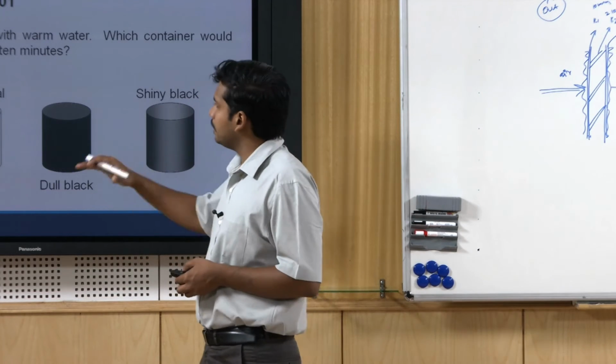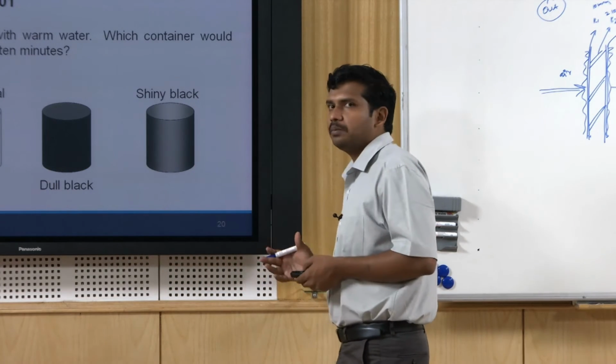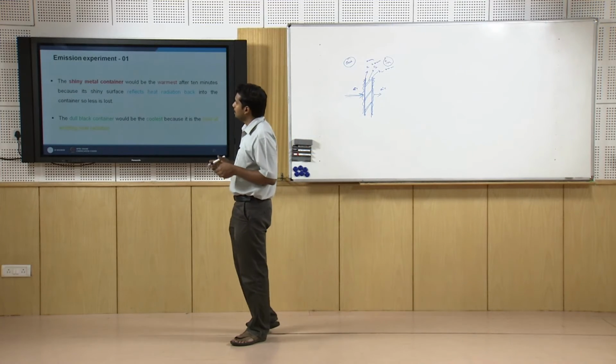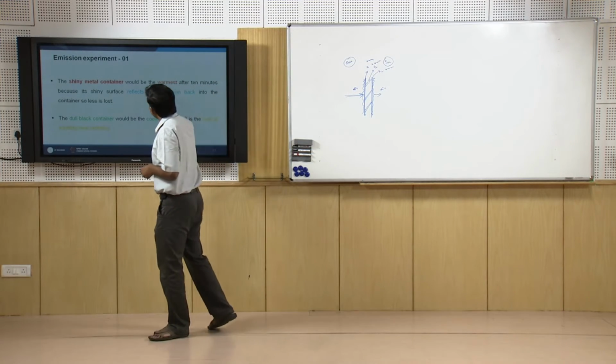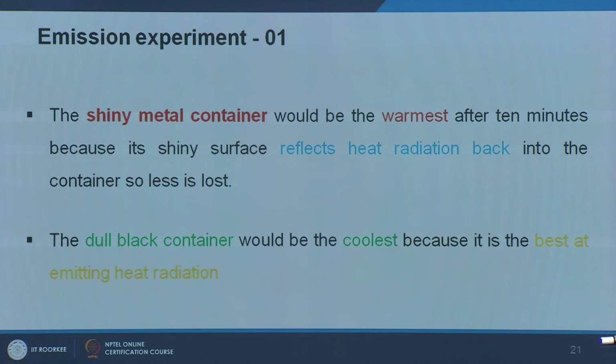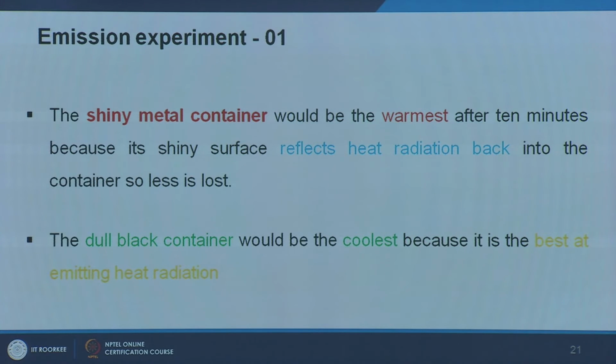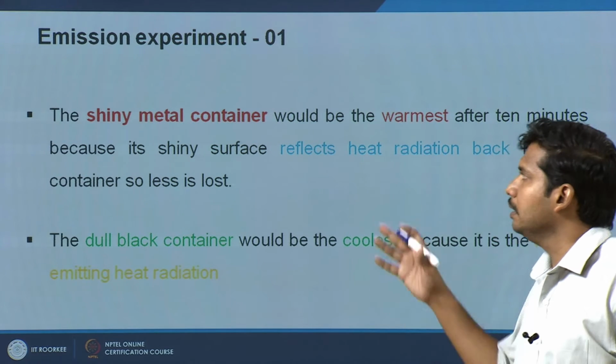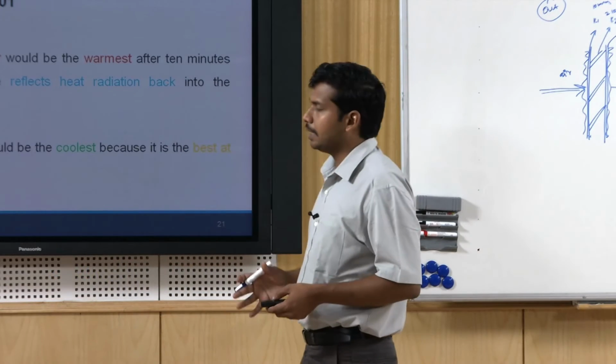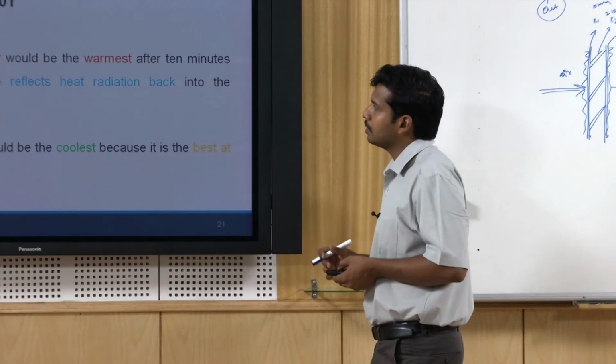If we are able to understand this on a small scale, then we will have better clarity on what happens in buildings. The shiny metal container would have the warmest water after 10 minutes comparatively among the 4 containers, because the shiny surface reflects the heat radiation back into the container, so not much heat loss happens. Whereas the dull black container would be the coolest because it is best at emitting heat radiation. It is a black body radiator, so it emits a lot of heat. For that reason the water in the shiny metal container retains more heat compared to the others.